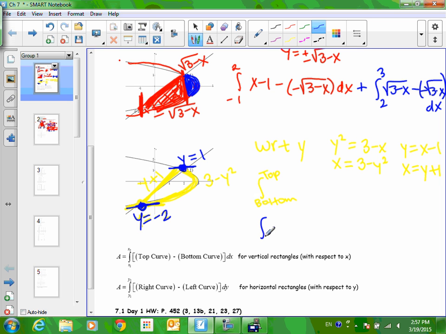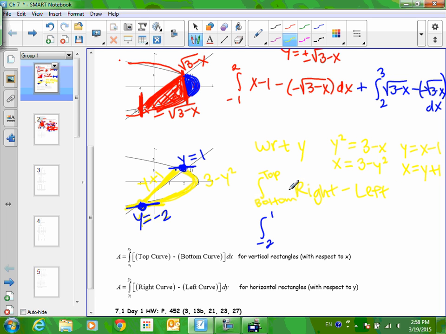Okay, so when we integrate, we're going to integrate from -2 to 1. The y values, not the x values. Remember, this is in terms of y. I need to use y values. All right, and remember how before it was left to right, top minus bottom? What do you think we're going to do here? It seems like the top and the right have switched, and the bottom and the left have switched. So this is going to be right minus left.